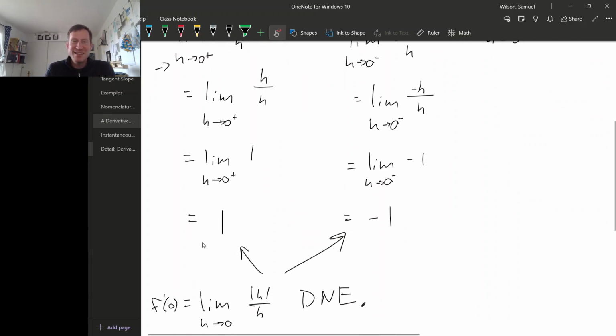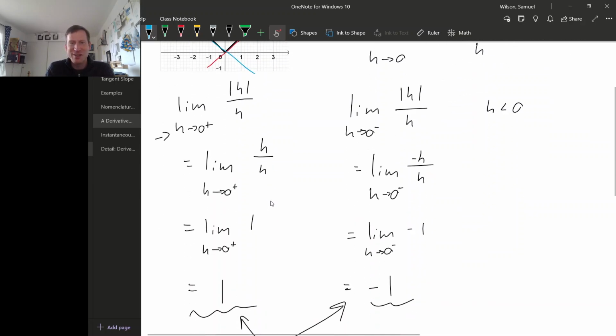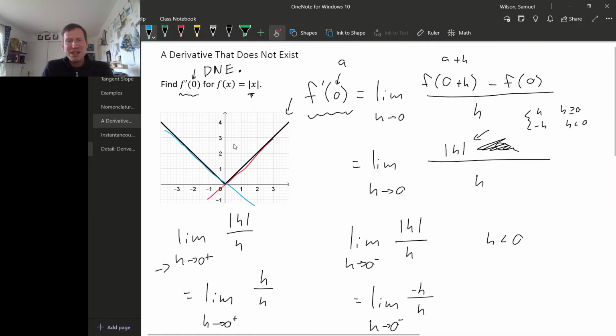In fact, you can see that the one-sided limits, 1 and minus 1, well, the tangent line coming from the right-hand side has slope 1, and the tangent line coming from the left-hand side has slope minus 1. So that's why we got these two different values for the one-sided limit. But since there's no single tangent line, there's no single value for this limit, we'll say that the derivative just doesn't exist. And for this graph, the reason that this happened is because there's a sharp corner here. Right? It's the sharp corner that allows there to be different tangent lines coming from each side.